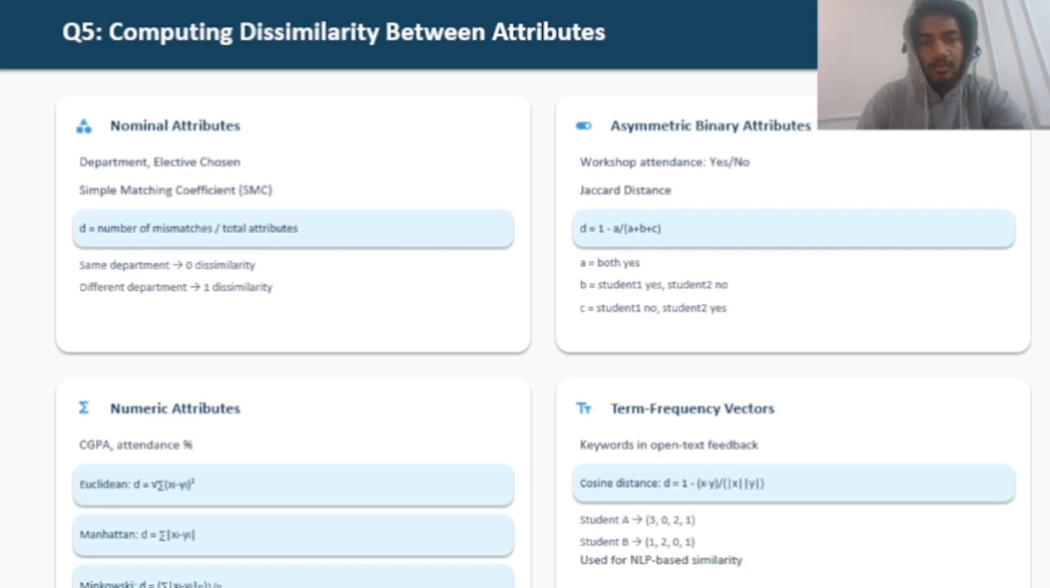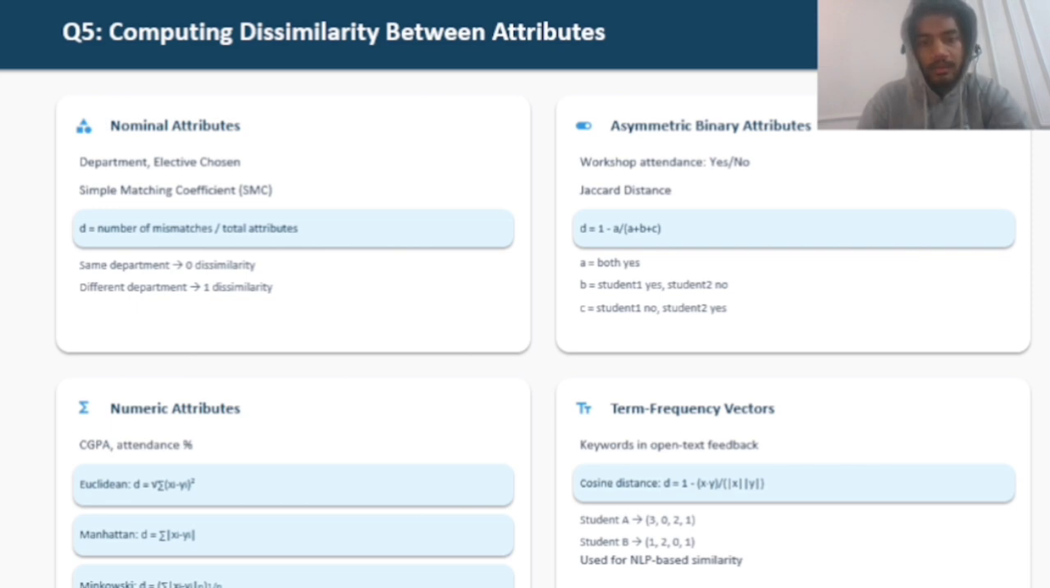In second part, we check asymmetric binary attributes. This includes things like workshop attended yes or no, where yes is more important than no. We use the Jaccard distance which ignores matching zeros because they are not informative. Third, we find numeric attributes like CGPA, attendance percentage. We calculate distances such as Euclidean distance, Manhattan distance, Minkowski distance. This measures how far apart two students' numeric values are.